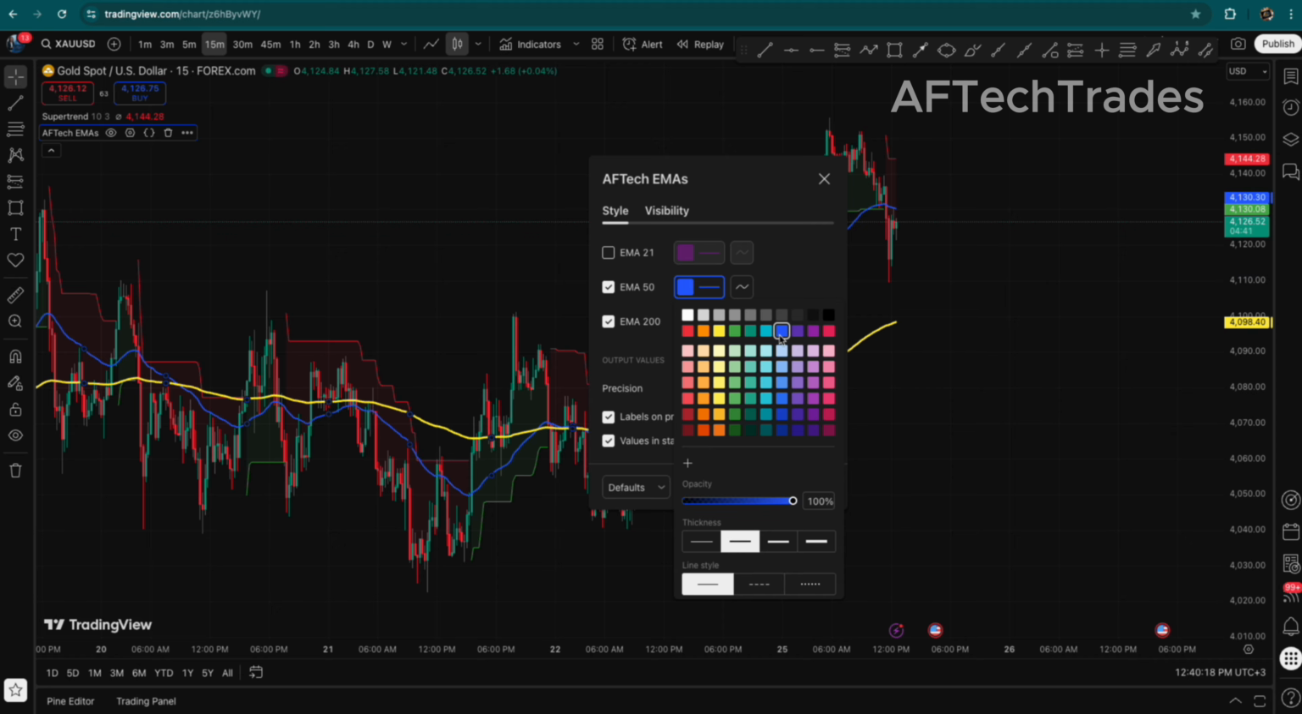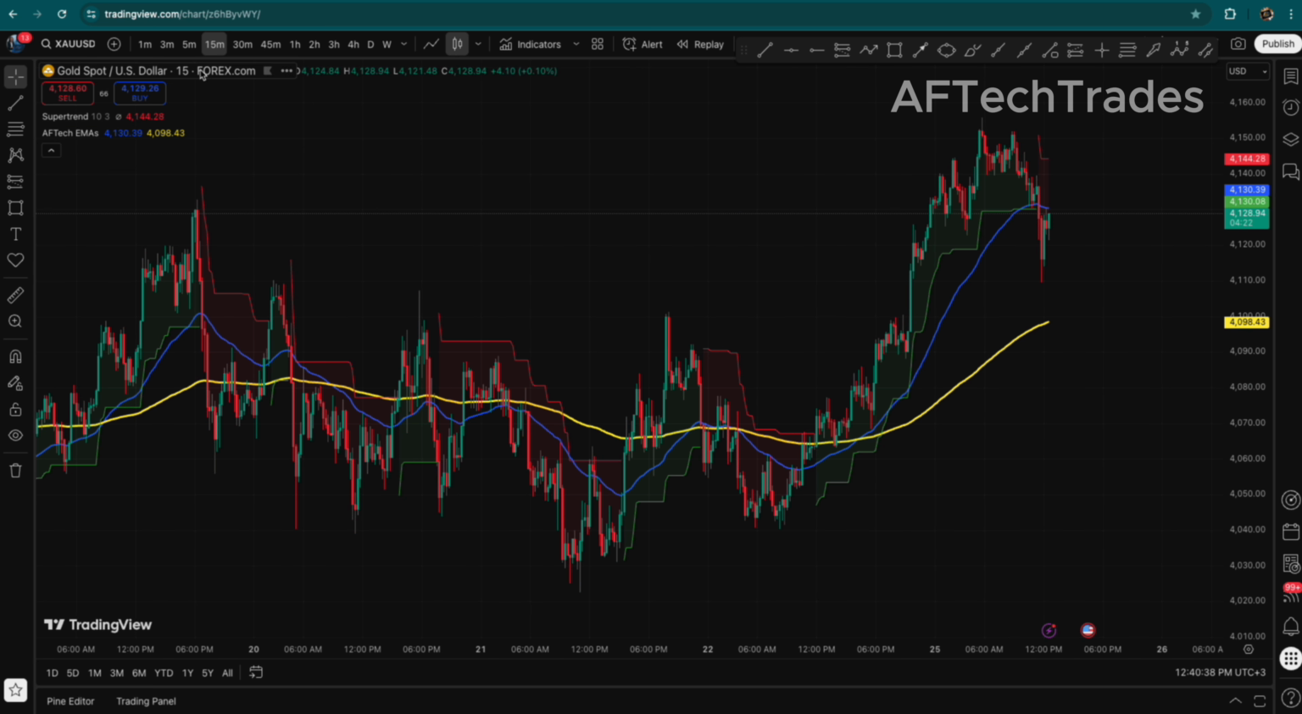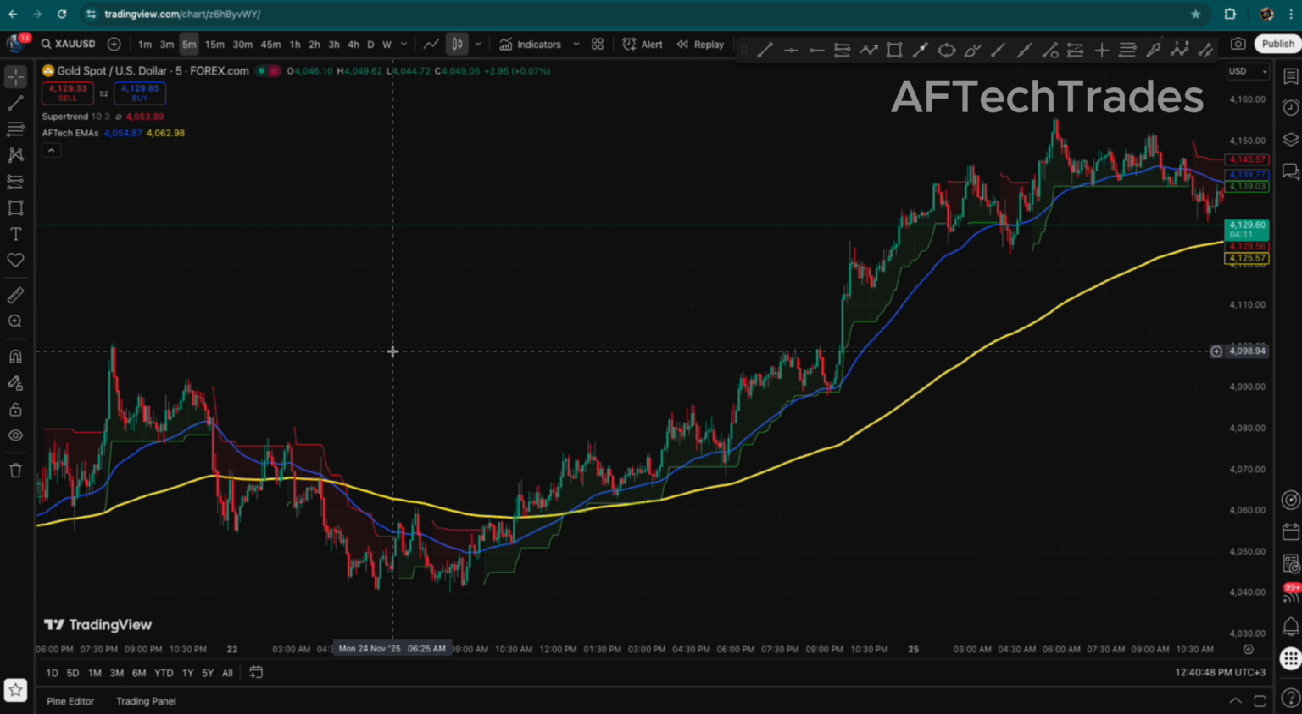So you can see on this case, the 50 EMA, I made it the blue color line. You can see it's here. And the 200 EMA, I made it the yellow line. I hope you can see it clearly. And remember, you can trade this even on 5-minute time frame. Don't forget, you can trade it on 15-minute time frame. I've given you the settings to use on trading this.